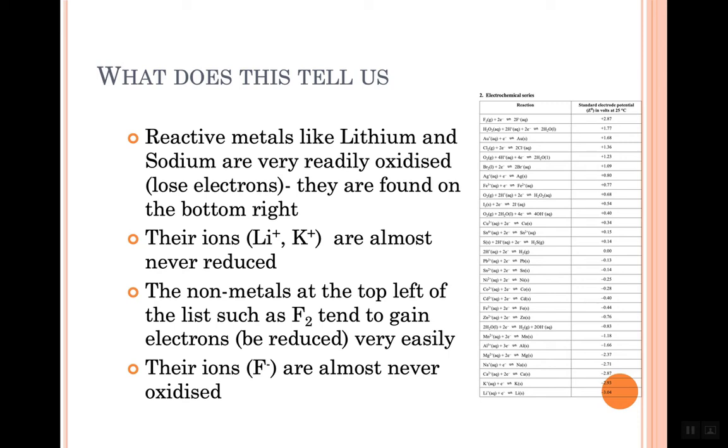So elements that we find right down the bottom on the right, these are elements like lithium, sodium, they're ones that want to give up their electrons. They're very readily oxidized, we say. Their ions, on the other hand, are therefore almost never reduced. Their ions hate electrons and really don't want to get them. Up the other end, up the top left, things like F2 really want to gain electrons. Very, very happy doing that. Their ions, things like F-, are almost never oxidized. And everything else is in between, but this is a rank order.